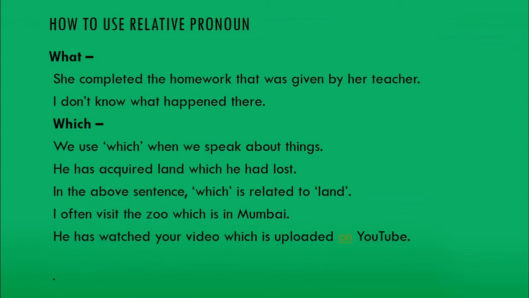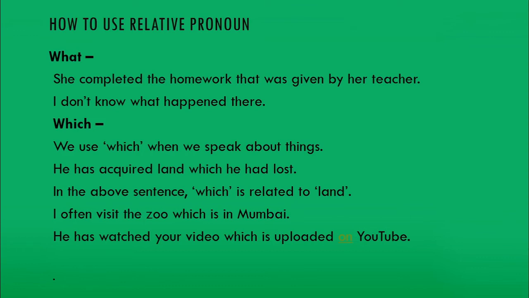What. She completed the homework that was given by her teacher. I don't know what happened there. So here, this what is used to mention the previous noun.